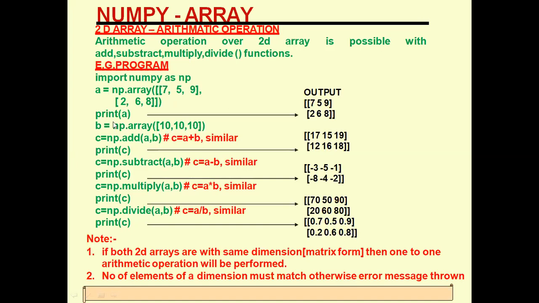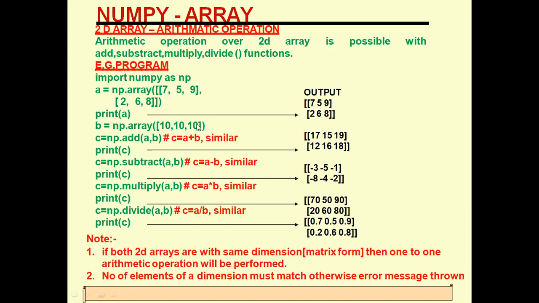Now both a and b will be added. See the value here. Earlier it was 7, so it becomes 17. It was 5, so adding 10, it becomes 15. Adding 9 with 10, it becomes 19. So come to the next line: 10 plus 2, so 12, 10 plus 6, 16, and 10 plus 8, 18. So the three values are added to both rows of the 2D array.